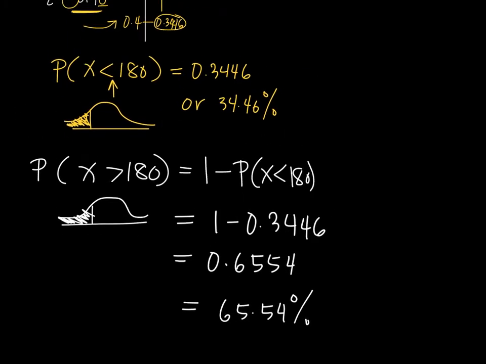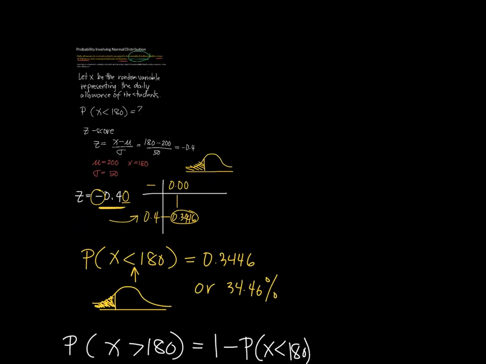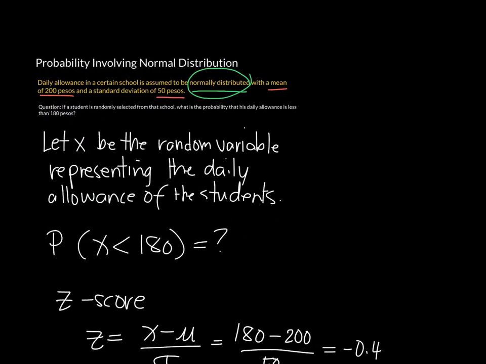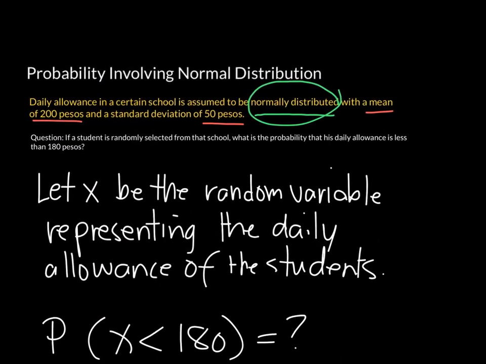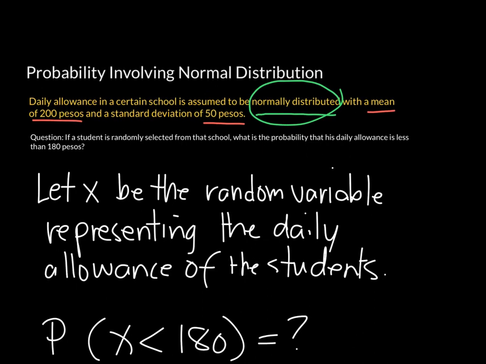Okay, so I hope you understand now how to find the probability involving normal distribution. In the other examples that I'll be showing you, we'll be talking about the probabilities involving sampling distribution. And sampling distribution is related to normal distribution. However, there will be some slight differences in terms of the formulas that we have to use when it is already under sampling distribution.